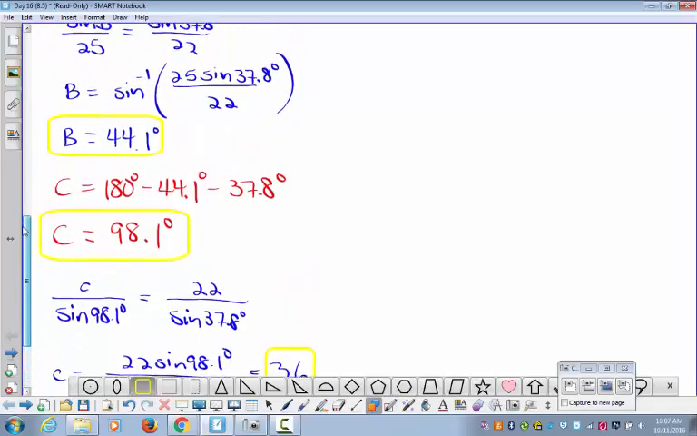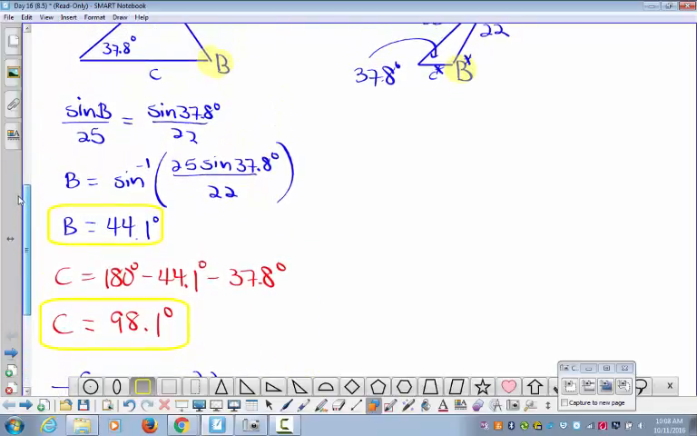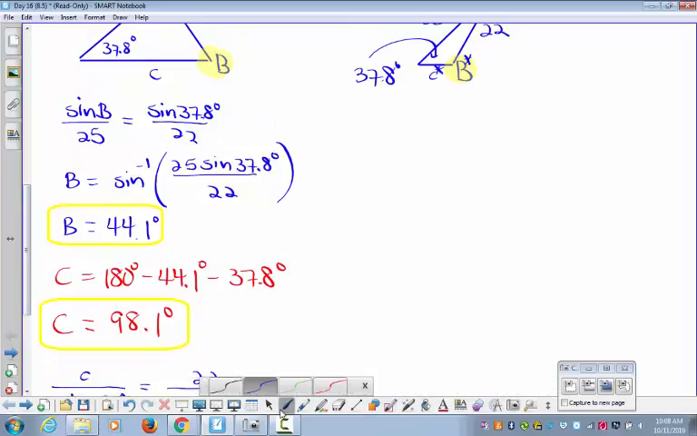Cool. Now we're going to jump over to the inner triangle. And in the inner triangle, we're going to solve for B star first. And we don't even have to do any math with the inner triangle itself. We actually look to the outer triangle, and we take angle B, and we subtract that from 180 degrees. And so that will give us 135.9. So there's our angle B star.